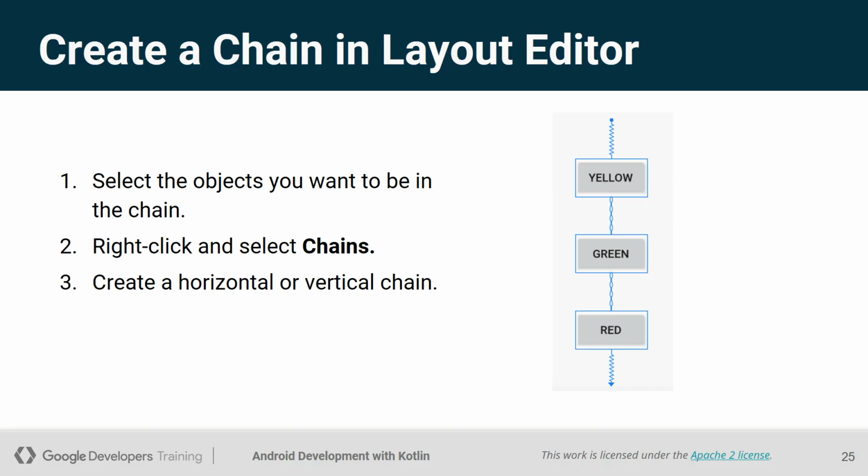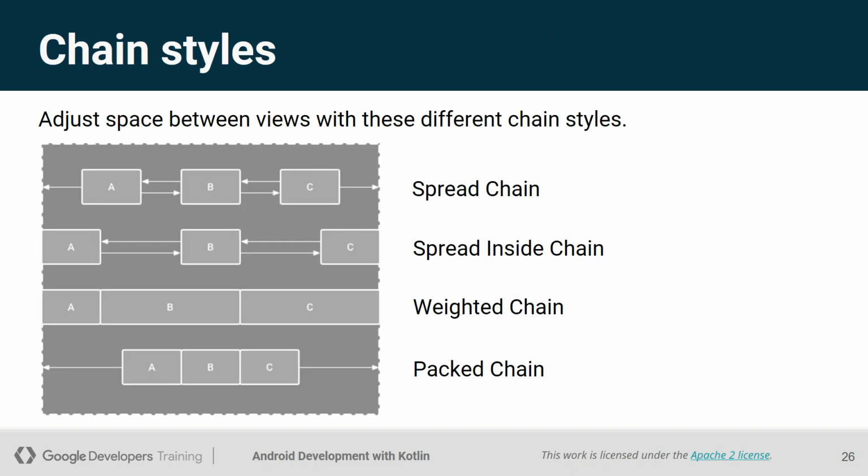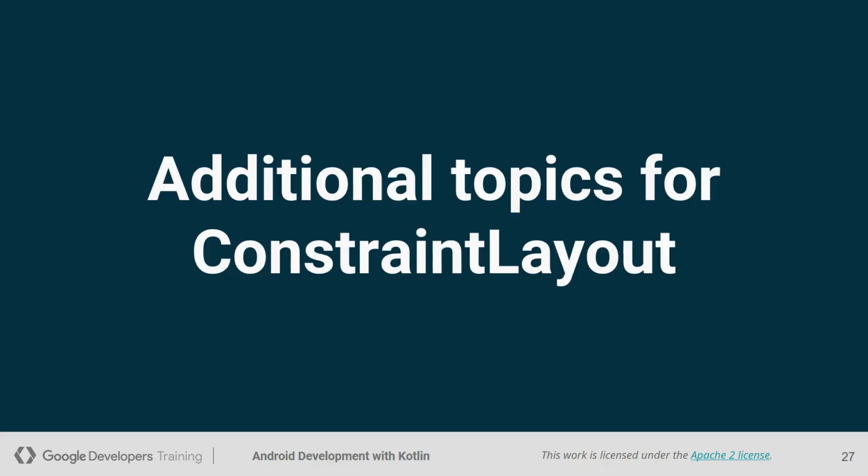So you can right click and then you select the chains that you want, and then you can link it to one another. Then you can create horizontal or vertical chains, depending on what you are doing. So you can have a spread chain, spread inside chain, weighted chains, and the packed chains within that.